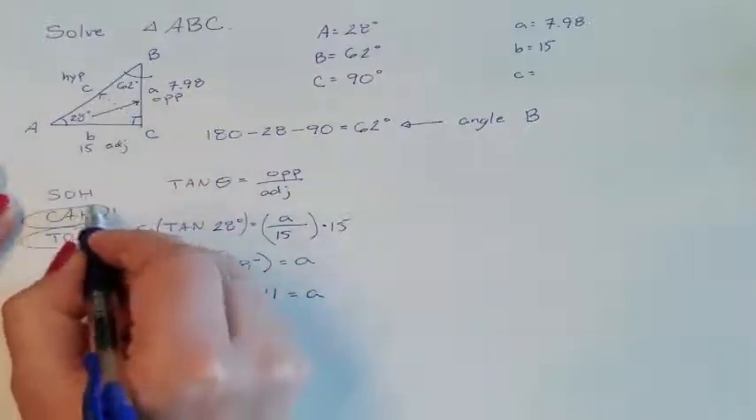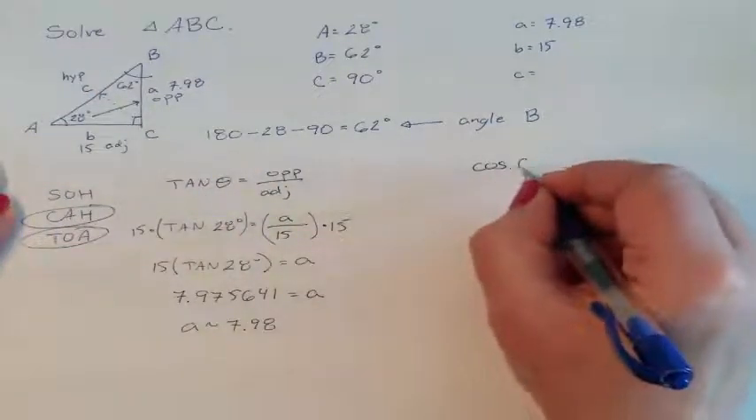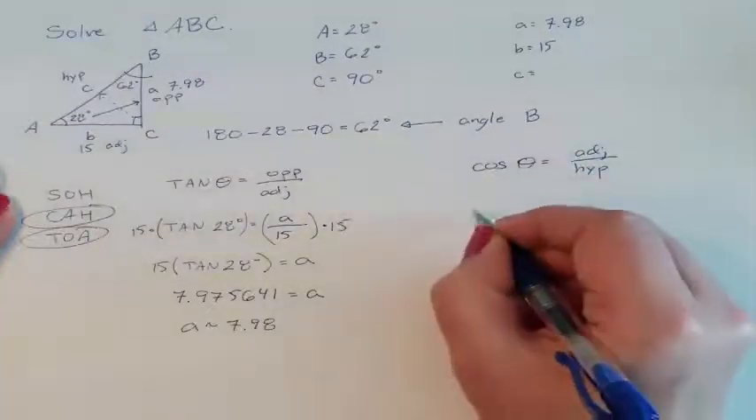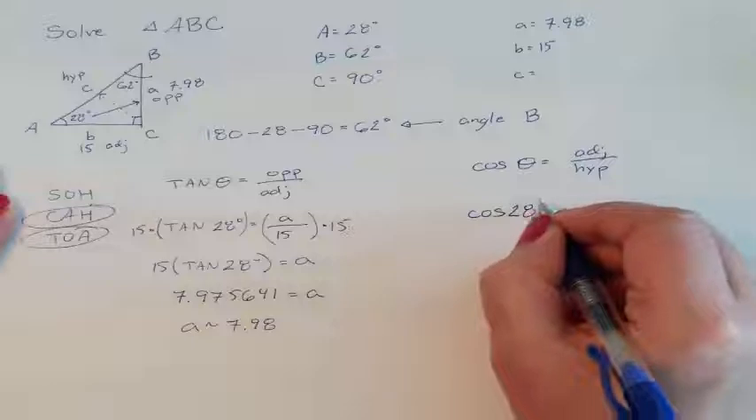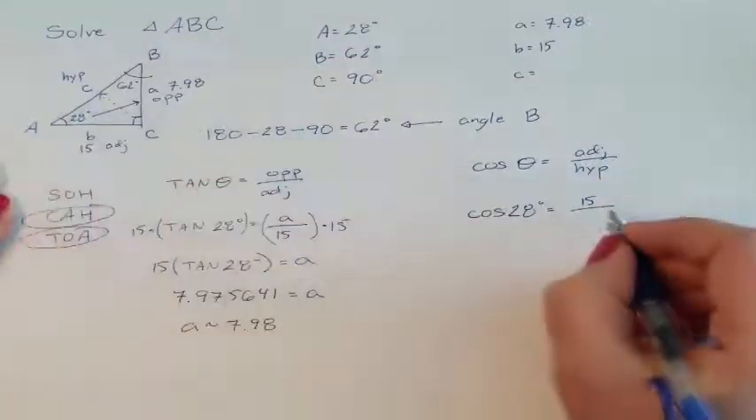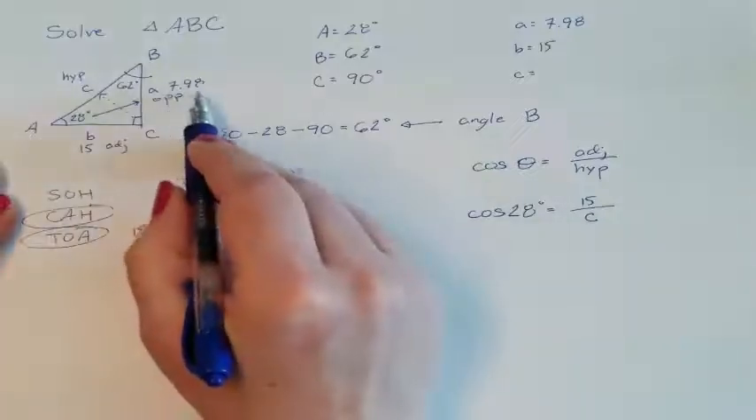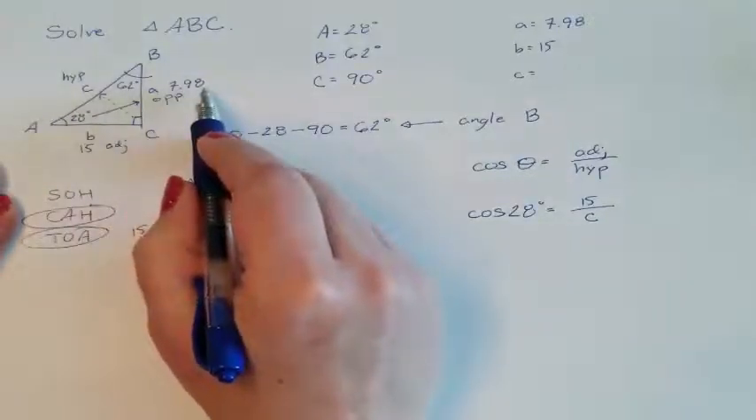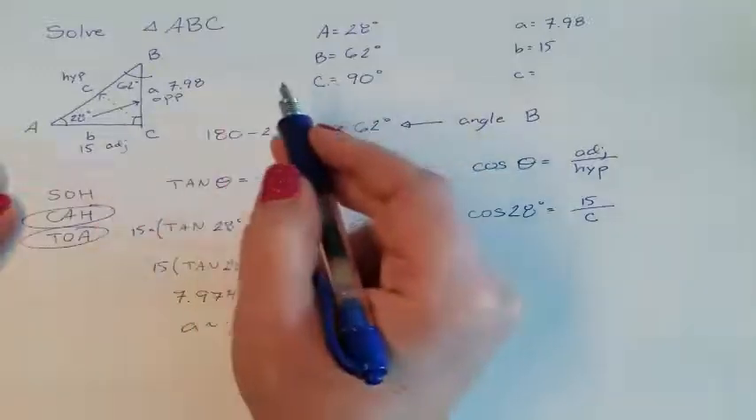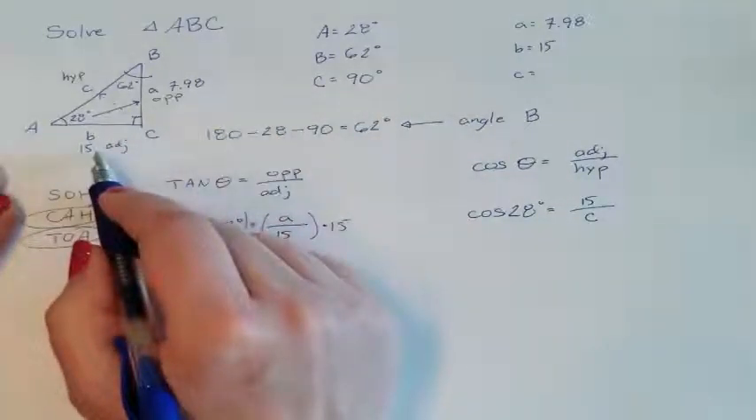Adjacent and hypotenuse is cosine. So I have cosine of theta being my adjacent over my hypotenuse. The angle I'm using is the 28 degrees. My adjacent is 15. My hypotenuse is C. Now, would it have been wrong to use 7.98? No, but I would have had rounding error since I rounded. So to avoid any rounding error, I'm going to use the whole number that I have.